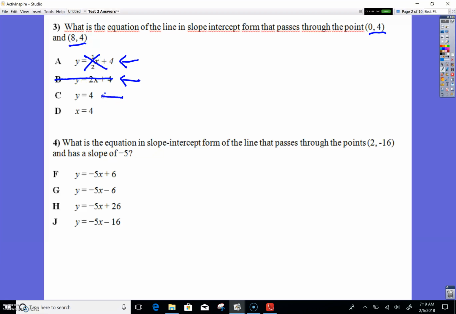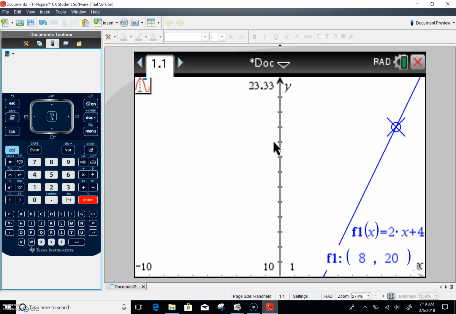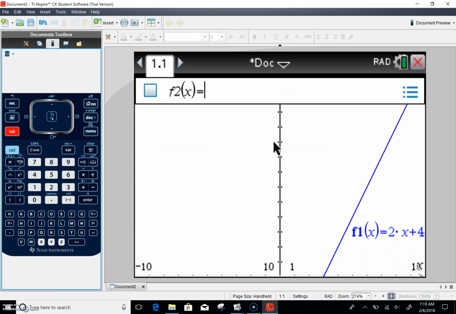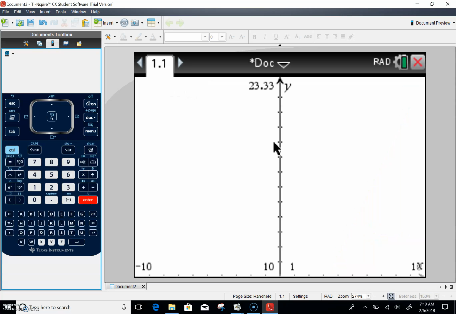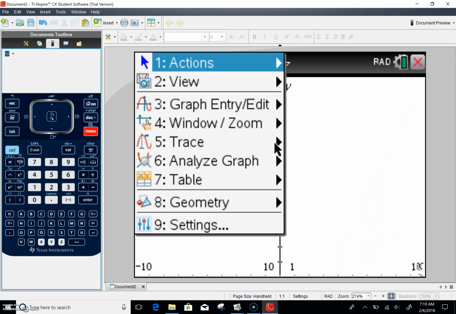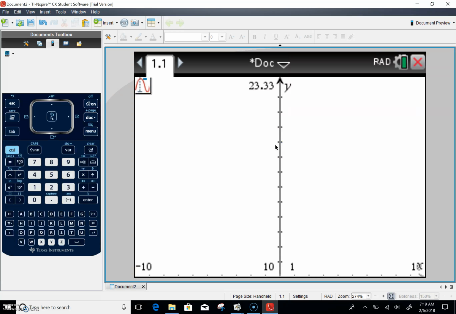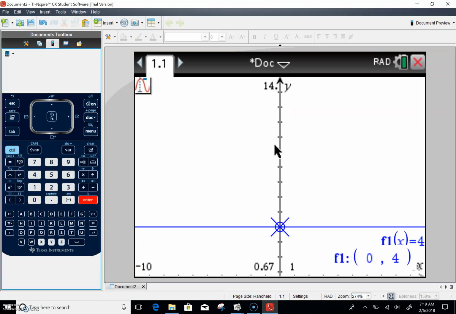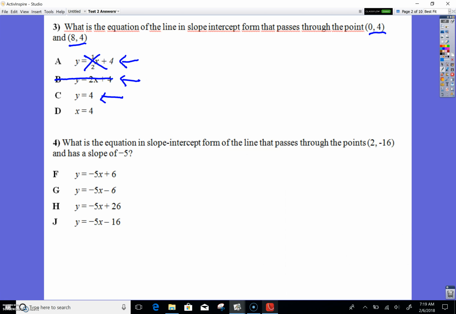Then you try the next one, y is equal to 4. Tab, and all I have to do is change it. I want to keep that 4 there, so I'm going to delete, enter. You don't see it, it's still okay. Just menu, trace, graph trace. Let's put 0 in. 0, 4 is good. Put 8 in. You see 8, 4. That's going to be our answer, because both of them checked out.